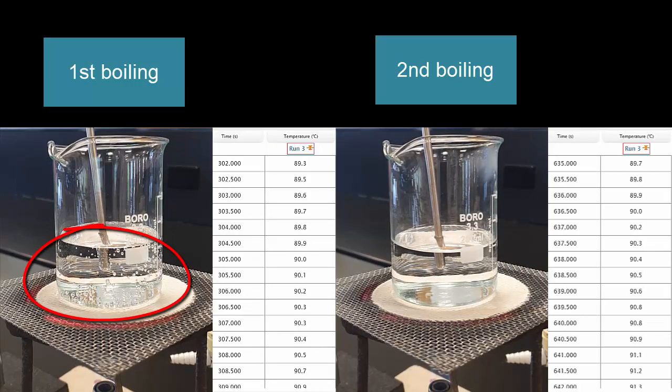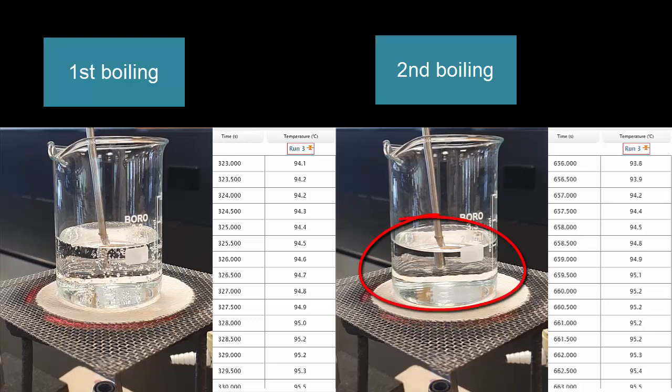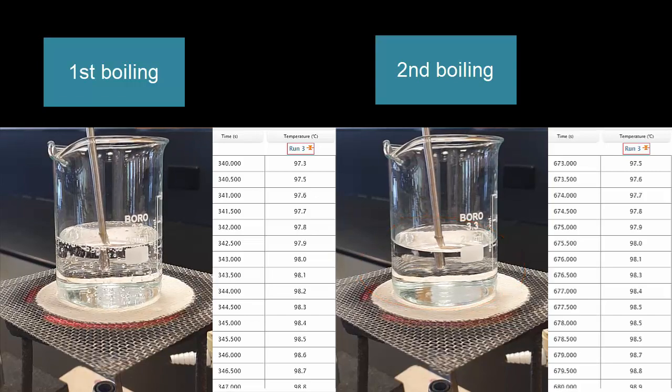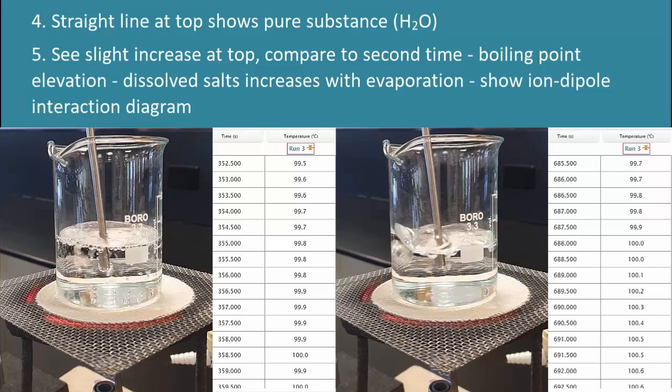The most significant thing is that after it's boiled, I boil it again. You can have a look when it jumps up. You can see that this time there are none of those little funny bubbles on the second boiling. That shows you that those initial bubbles are not water vapor. The second thing to take note of is that it's a straight line at the top, so that shows it's a pure substance.